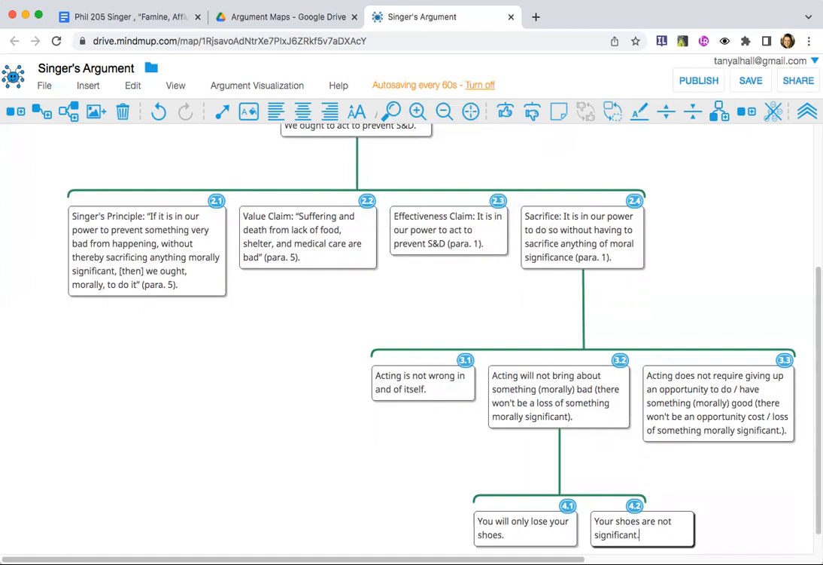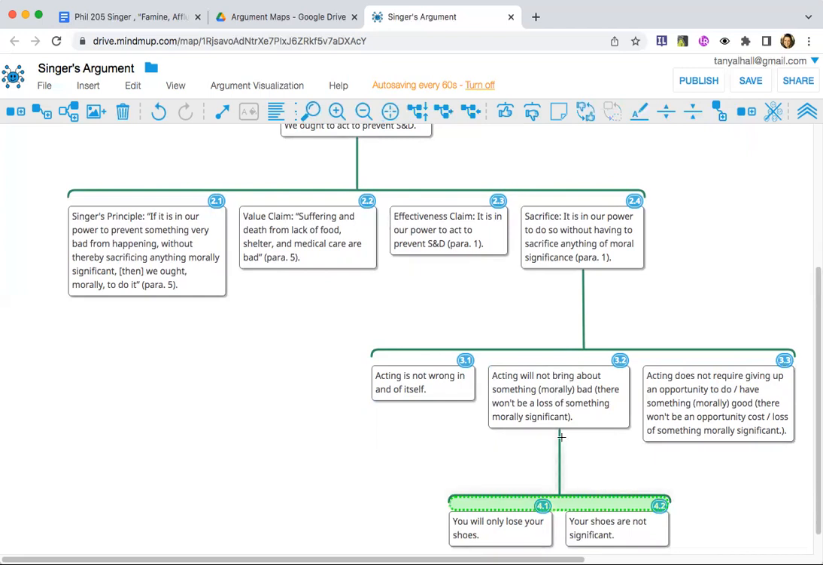But your shoes are not significant. That's the only cost. That cost isn't significant. Therefore, acting does not bring about anything morally bad. There isn't a loss of something morally significant. And then maybe it doesn't require you to give up something good, like your opportunity to be on time to work or something like that. So maybe actually most of the things that are sacrifices will go under this one.